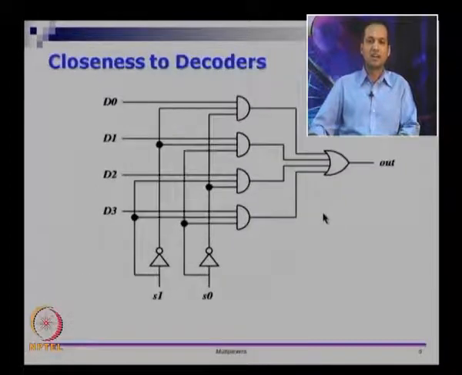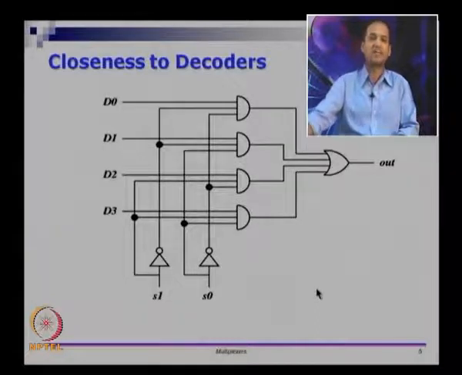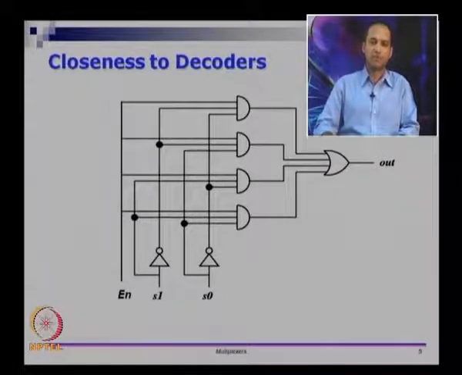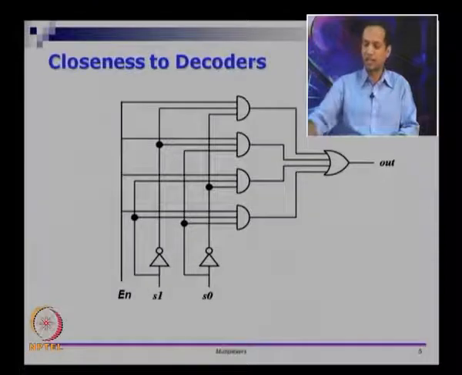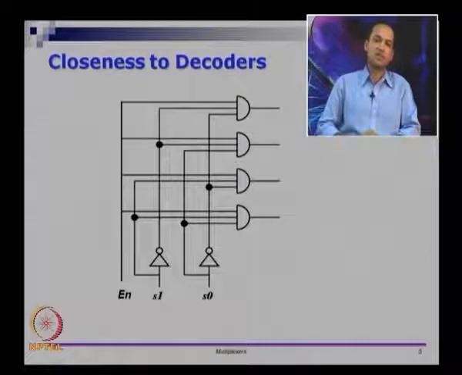Like I said, this circuit has a remarkable closeness to the decoders. This is the circuit for a mux, and I am going to convert this to a decoder. Let us see how to do this. The first thing I am going to do is, instead of the 4 data lines that we had earlier, connect all of them together and call that enable. Then if I get rid of the OR gate, I will have 4 output lines, and this is actually a picture of a decoder.